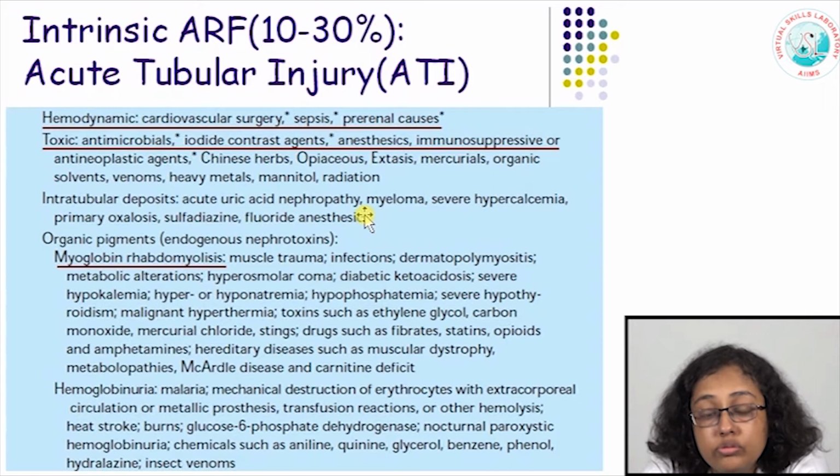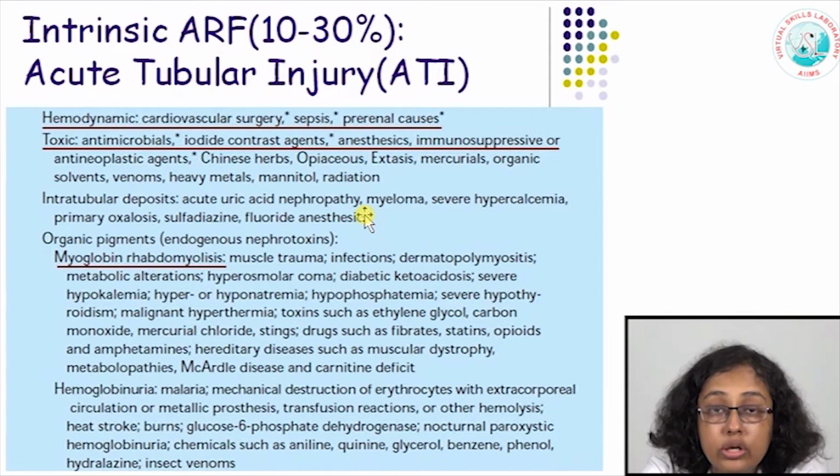What else can cause acute tubular injury? Many toxic factors, which is known as nephrotoxic acute tubular injury. It could be some antibiotics. So drug-induced acute renal failure, most of the causes lead to acute tubular injury.